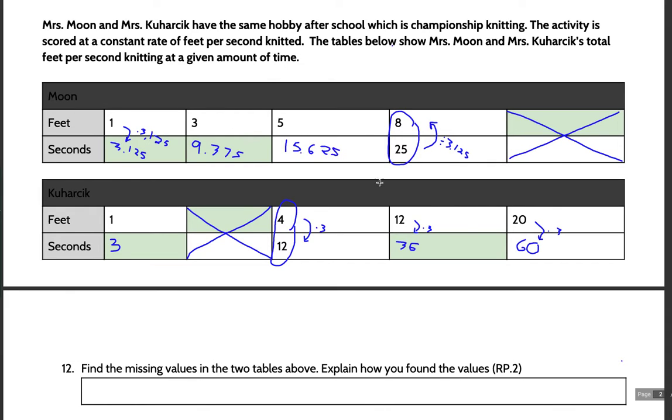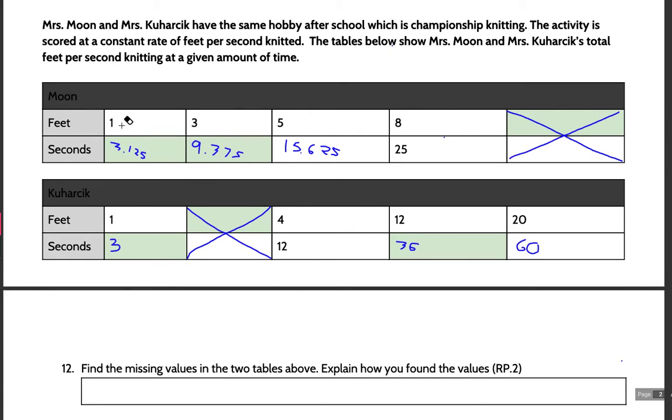But remember, the important part with these unit rate problems is that you should have a constant number. In this first table, it was 3.125. And the second one, it is 3. So when you're done with these tables, if you just go back, at the end you have all of your numbers filled out.